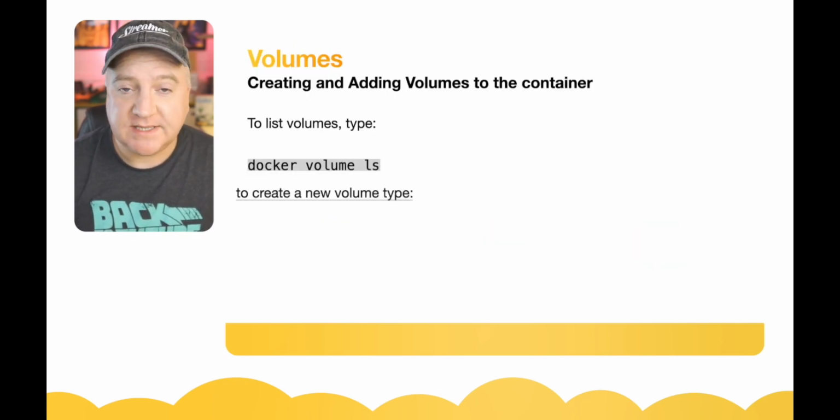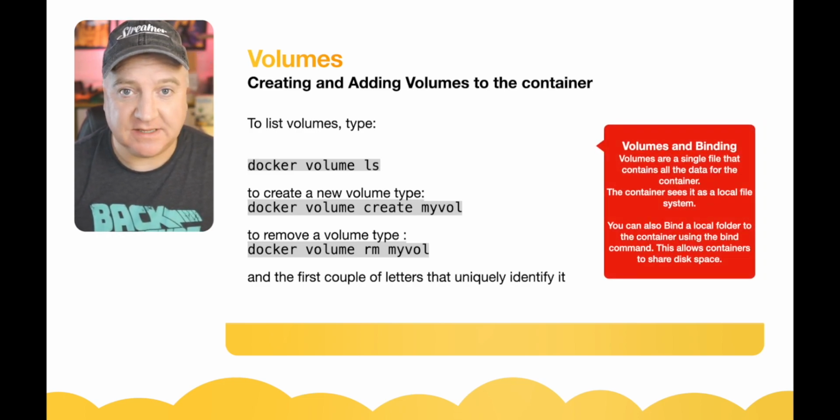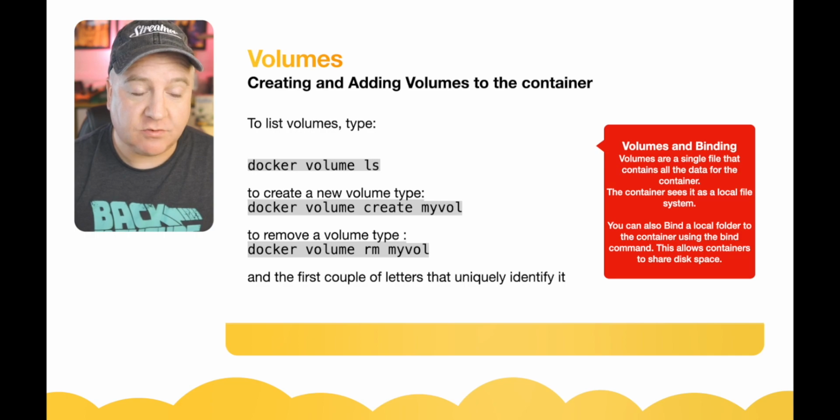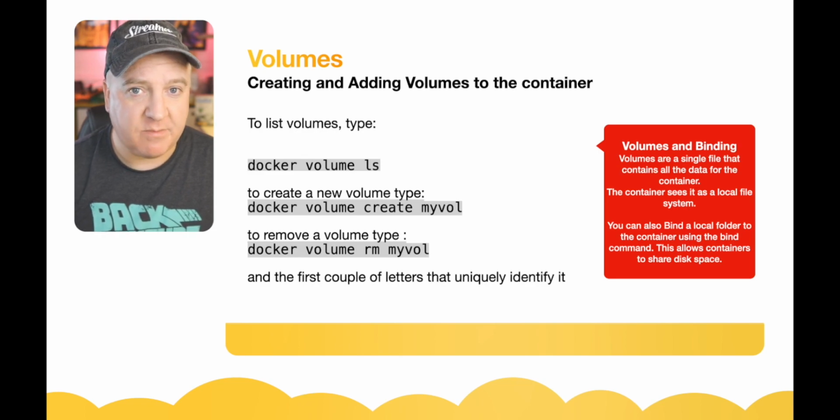So volumes, creating and adding volumes to a container. To list volumes, simply type docker volume ls. So ls stands for list in Unix. To create a new volume, simply type docker volume create and then the name of the volume you want to create. To remove a volume, you simply type docker volume rm and then the name of the volume to be removed. So rm is again the standard command in Unix to remove files.